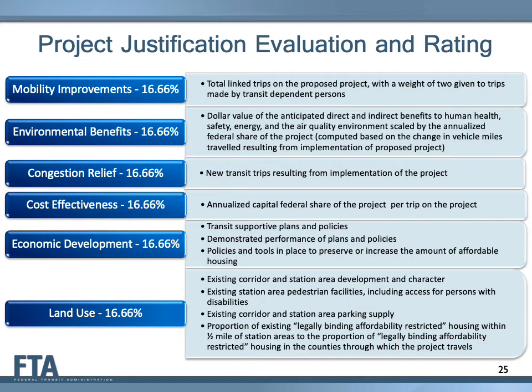Environmental benefits: FTA evaluates environmental benefits as a ratio of the dollar value of the environmental benefits produced by the project compared to the annualized federal share of the project. Congestion relief: FTA evaluates congestion relief based on the number of trips on the project that are new to transit. Cost effectiveness: the measure is the annualized capital federal share of the project per trip on the project. Economic development: the measure evaluates how likely it is the project will induce additional transit supportive development in the future based on an examination of local plans and policies.